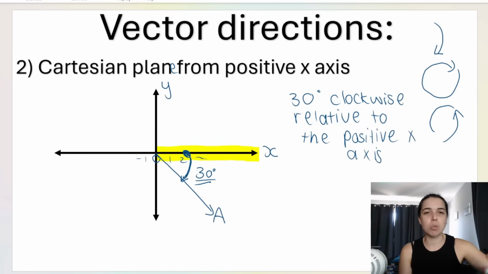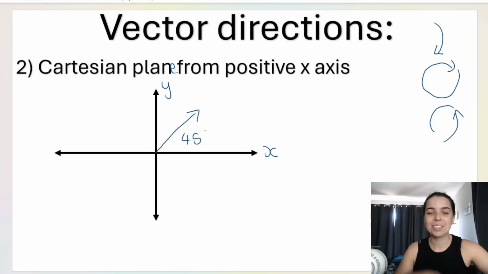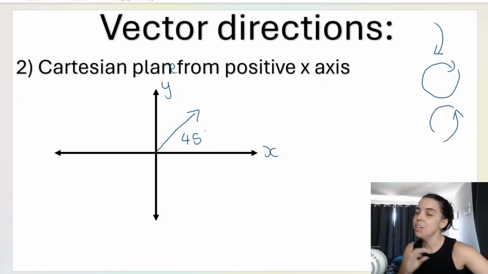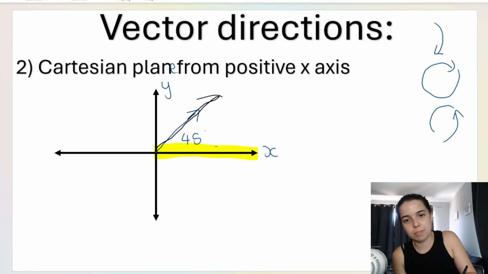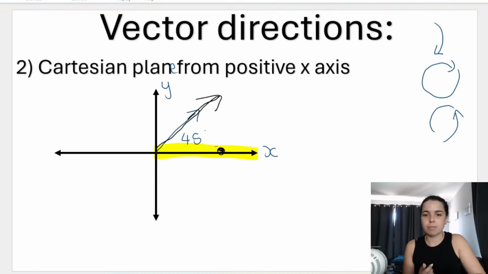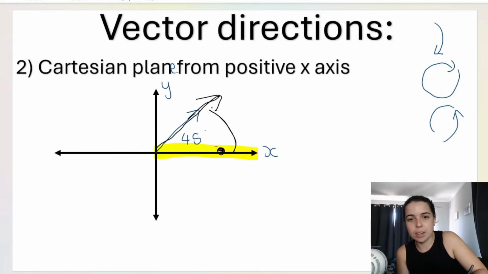So let me give you another one and let's see if you can do it. Okay, so here's your next one. If you need a second to pause the screen and try it, do it. But I'm going to do it with you now as well. So remember the positive x-axis is over here. You start at the positive x-axis. Let's extend this vector, make it a little bit longer. Where is the vector? The vector's not down. It's going that way. So we're going to go this way.